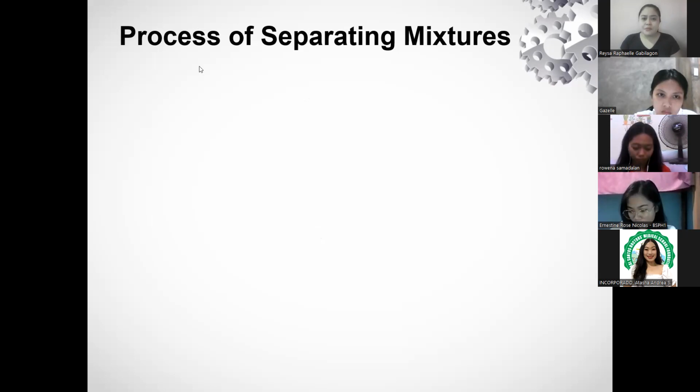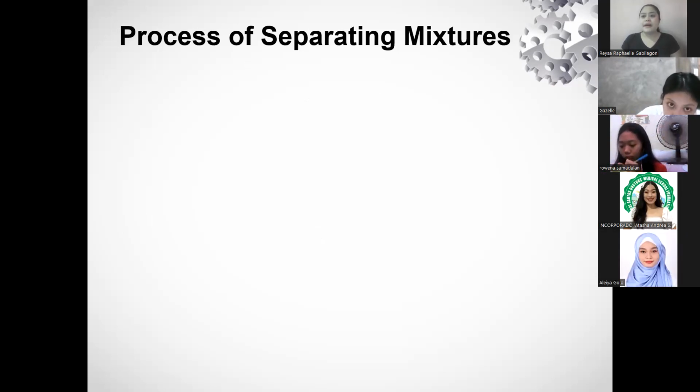Now, let's move on to the processes of separating our mixtures. Class, please take note that mixtures can be separated physically. Since they are combined physically, there is no chemical reaction, so we can also separate them. Physical pa rin. Physical processes. Now, how about the compounds? The compounds can also be separated. The elements in the compound can also be separated, but we also need a chemical reaction para ma-separate sila. Okay? I hope that is clear.